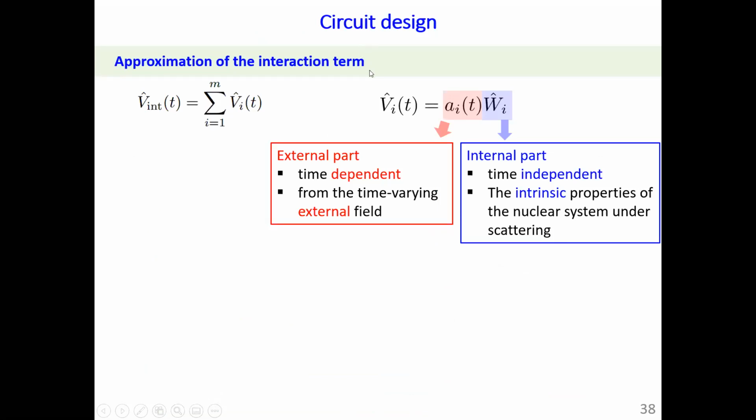And to design the quantum circuit, we further make two approximations for the interaction term. We assume the interaction in the Hamiltonian to be made up of a sum of terms, V1 plus V2, and so on up to Vn. For each such term, we assume that it can be split into a time-dependent part and a time-independent part. The time-dependent part comes from the external field, in this problem the time-varying external field. And this part, Wi, stands for the intrinsic part for the deuteron. It is time-independent, and it determines the intrinsic properties of the nuclear system under reaction.